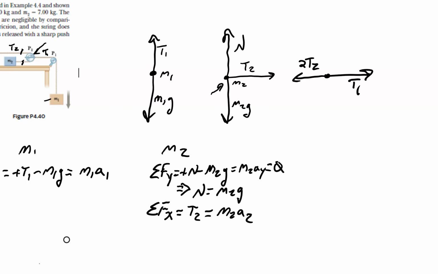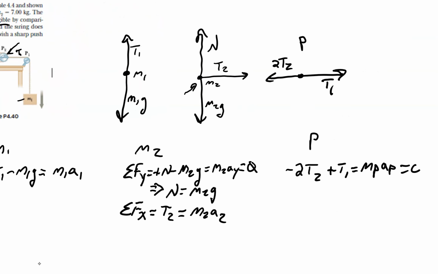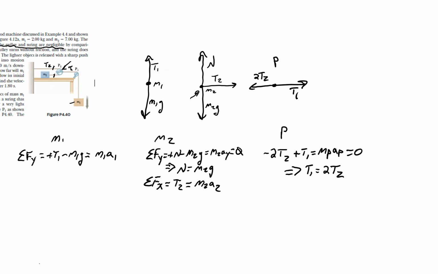Okay. Finally, for the pulley, this guy's the pulley, right? So for the pulley, minus 2T2 plus T1 equals the mass of the pulley times the acceleration of the pulley. But the problem says the masses of the pulleys are negligible. That means this is 0. And immediately, this is a really neat trick, we conclude that T1 is twice T2. Immediately, we've already started to eliminate some variables, okay? Whenever you get an equality, this is a pretty powerful thing.